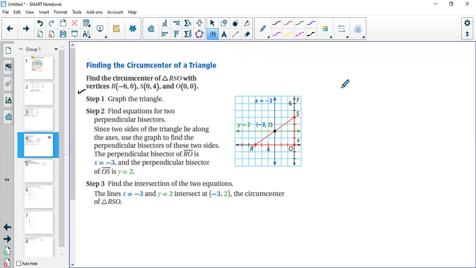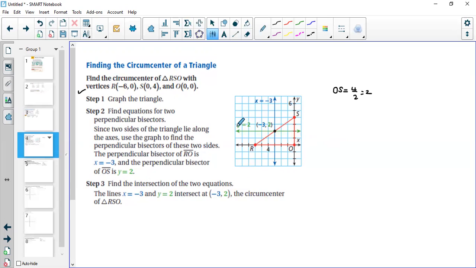So the distance from O to S is 4. Okay, now what is the midpoint of 4? That means half of 4, that's 2. So what you're going to do is draw a horizontal line along y is equal to 2. Now you can see this is on the y-axis, so half of 4 is going to be 2. So you will draw the line.